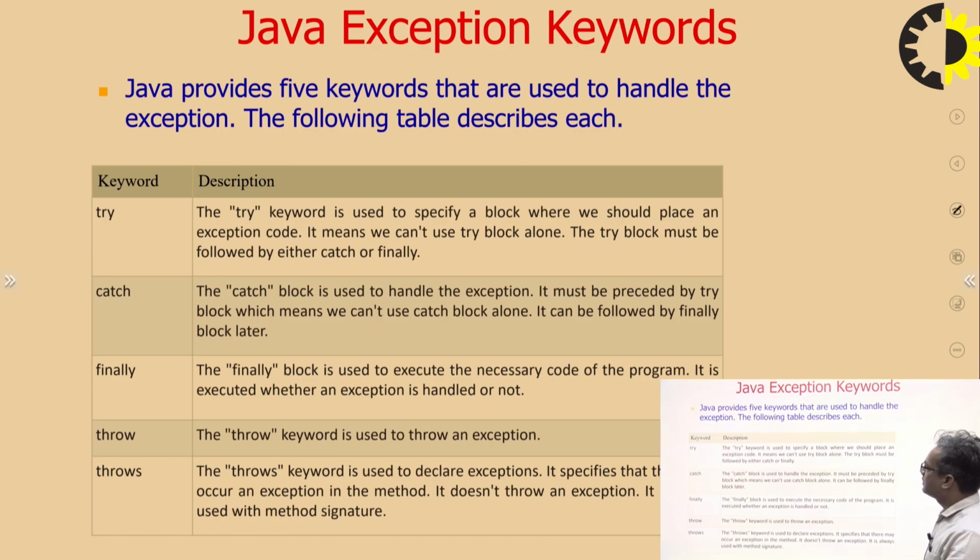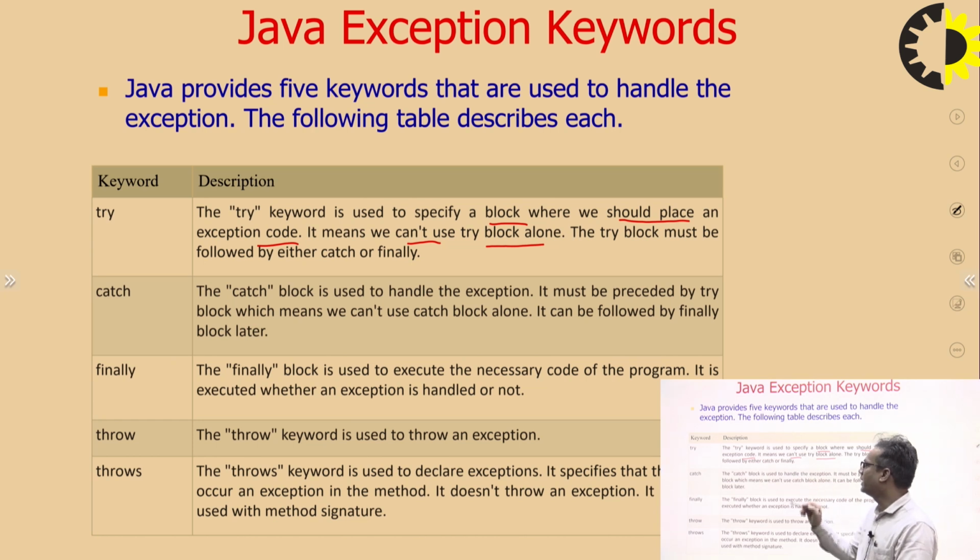These are some keywords used: try, catch, finally, throw and throws. The try keyword is used to specify the block where we should place the exception code. That means the code which is going to have some flaws, or that may have some flaws during runtime. So it means we can't use a try block alone. It must have some other block also. A try block must be followed by either catch or finally, as discussed earlier.